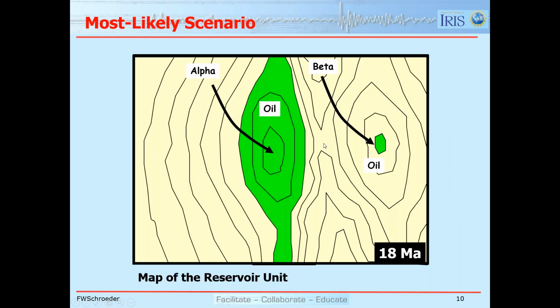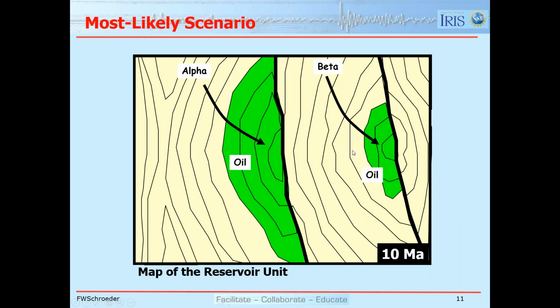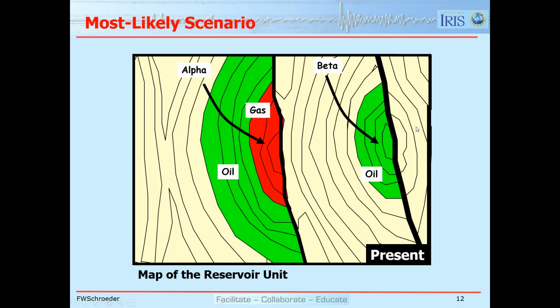In map view, 18 million years ago, alpha may have looked something like this, an anticline with oil in it, beta anticline with less oil in it. 10 million years ago, the faults are in place. We have more oil generated and migrated in the alpha kitchen, getting up to the alpha anticline. We have some oil generated in the beta kitchen, reaching up to the beta anticline. And then present day, we think alpha has a gas cap and an oil leg, and beta only has oil, no gas cap.